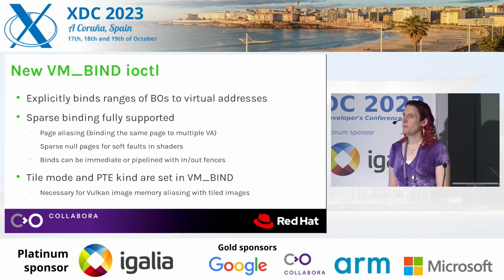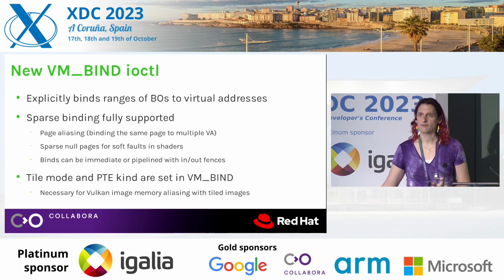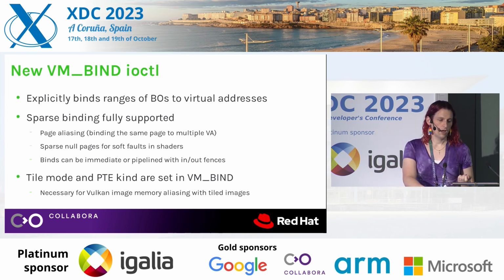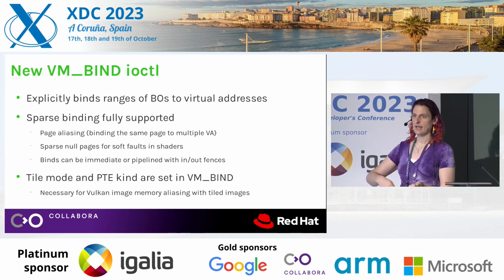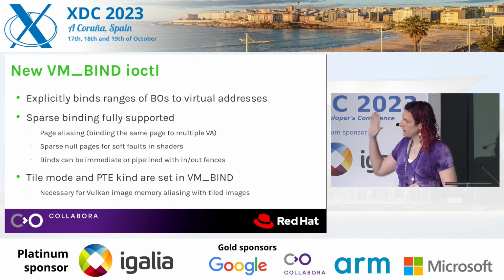One of the cores of the new API is this VM bind ioctl. VM bind allows you to take a range of a buffer and apply it to a memory address. And we use that for everything. Gone is the create a buffer and get an address back. We just give it the addresses. Sparse binding is fully supported, so we have page aliasing, with the same page going to multiple VAs. We have sparse null pages for soft faults in texturing. We can bind things either immediately, or we have a pipeline system where we provide a set of sync objects in and out. It gives us everything we need for sparse.